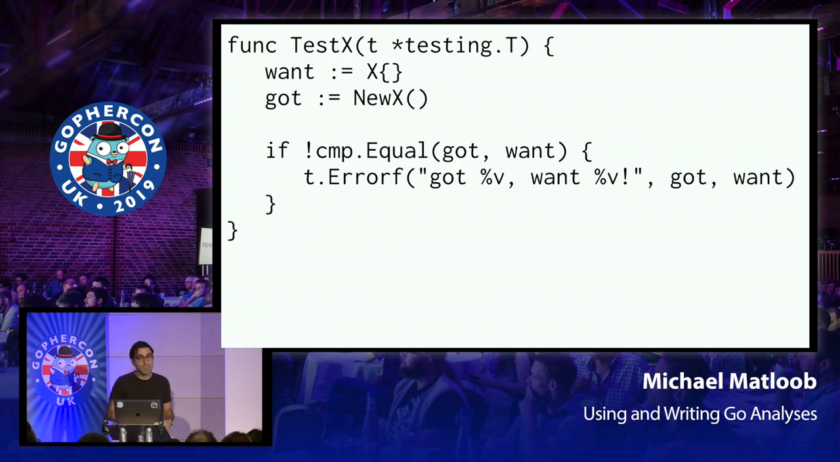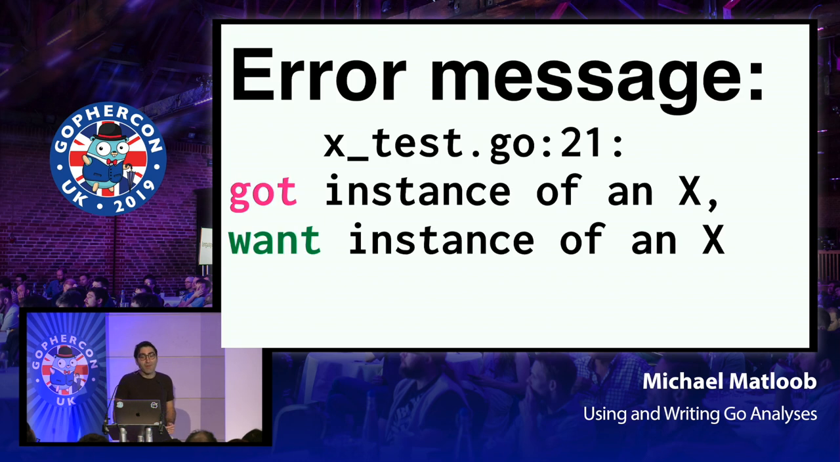Let's look at a test. Here's my test. I have a want and a got. Pretty standard Go testing conventions. My want is a literal value. That's what I expect it to look like. And the got is I am calling the function that I'm trying to test. So I'll just call comp.Equal with these two values. They look equal. How can they not be equal? They aren't equal. So I get this error message, and this is super confusing.